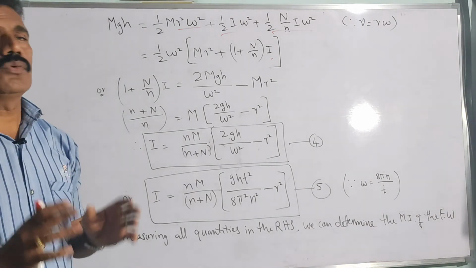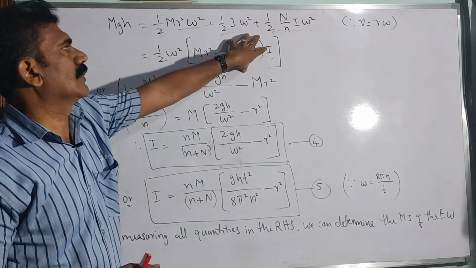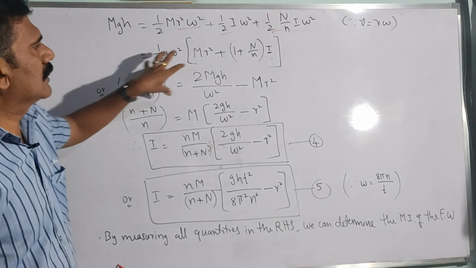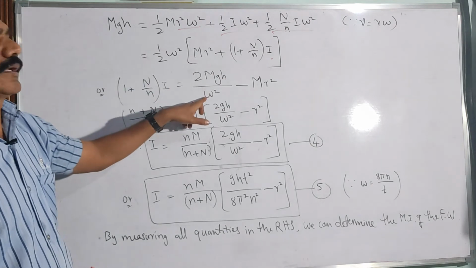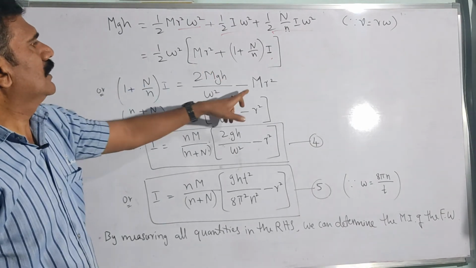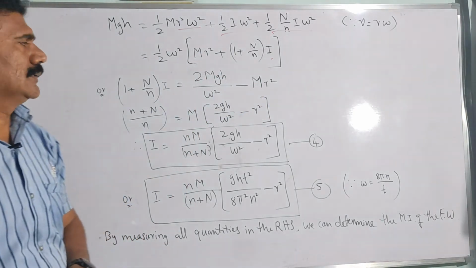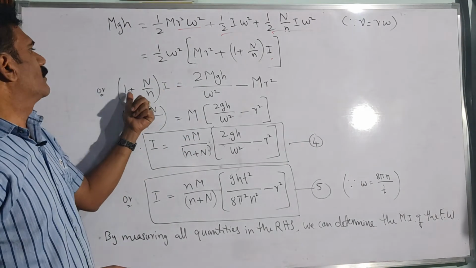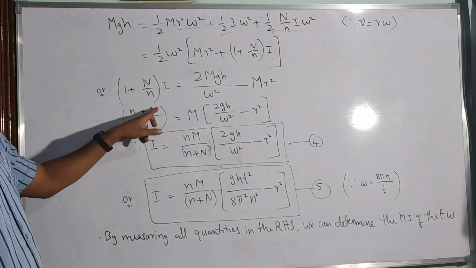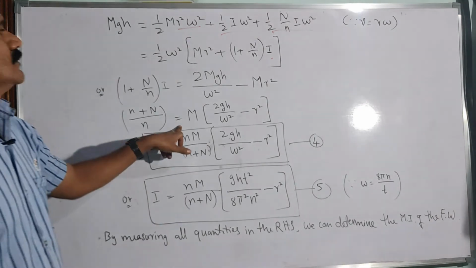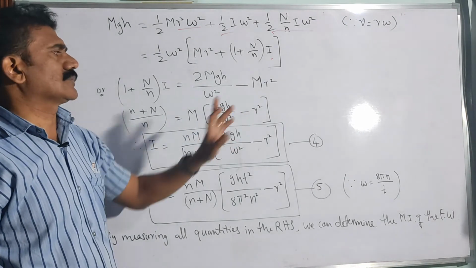Okay. Now look at the next step. So I have 1 plus N by n into I on the left hand side. That means only this term I will take on the left hand side. So remaining all terms I will write on the right hand side. So multiplying mgh by 2, 2 mgh by omega square, and only one term is left here, that is actually minus m. When you take it to the other side it will become minus m r square, that's it. Okay. So just rearranging the equation for 1 plus N by n into I. Okay. Now LCM is small n, so n plus capital N by n is equal to, so here again m is common, so m into 2 gh by omega square minus r square in the bracket.